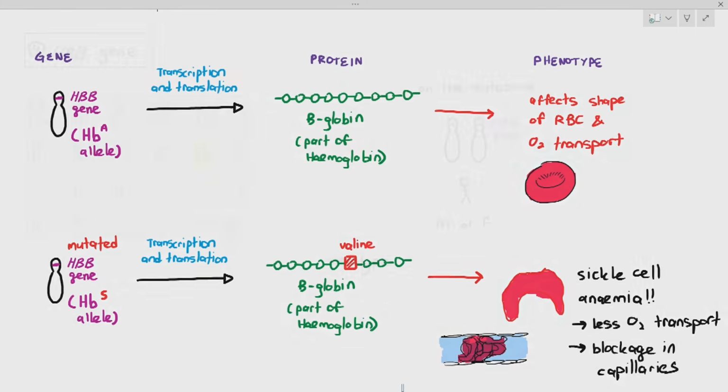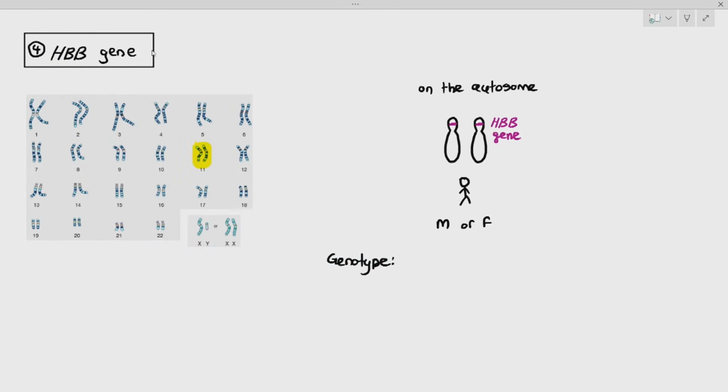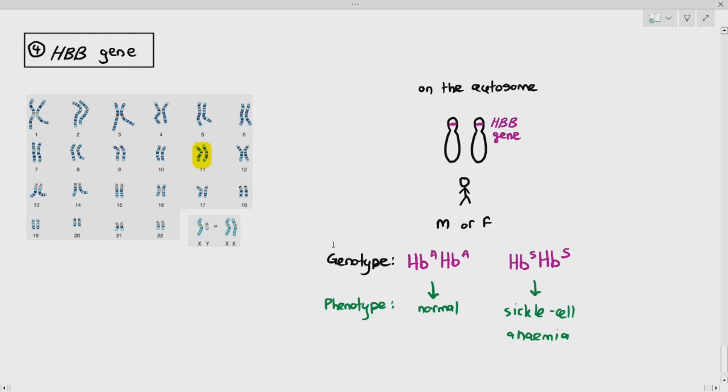Now, the interesting thing about the HBB gene and its mutated form, the normal allele and the mutated form, is that the two alleles are codominant. What does codominant mean? It means that both the alleles can be expressed if they are present. The HBB gene is on the autosome, so whether the person is male or female, it will affect the person equally. So if the person is HbA, the person is normal, they will have normal red blood cells. And if the person is HbS, the mutated form, they will get sickle cell anemia.